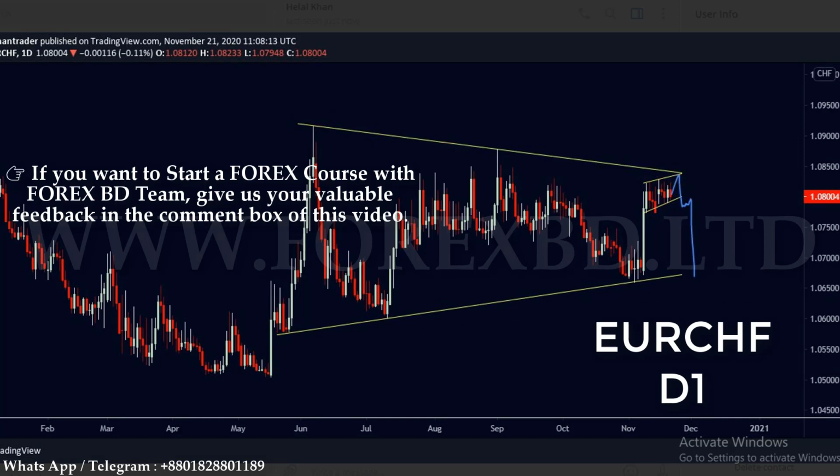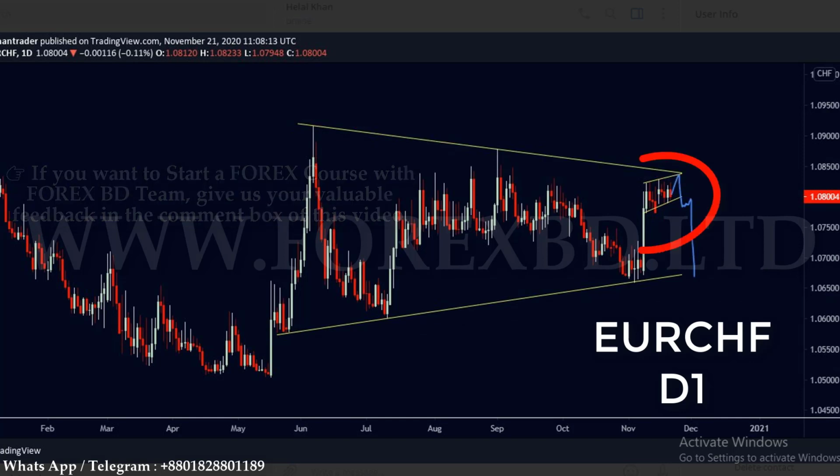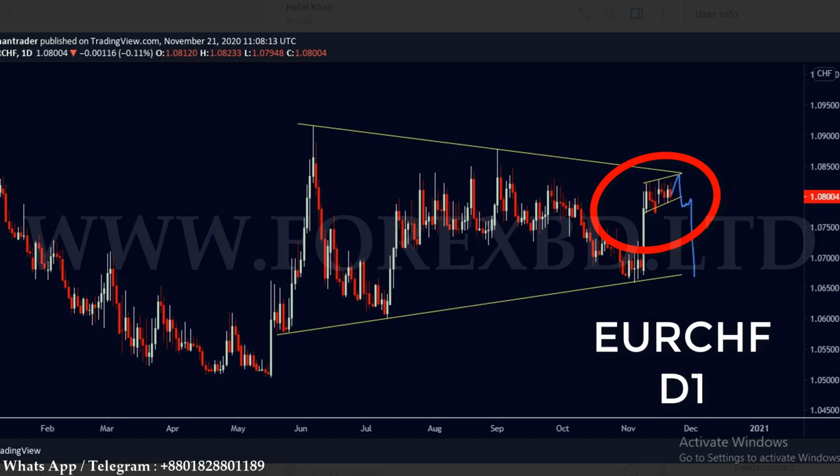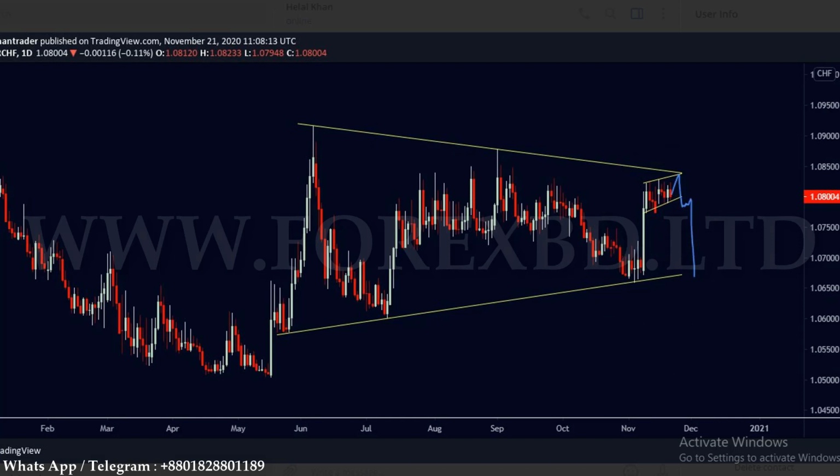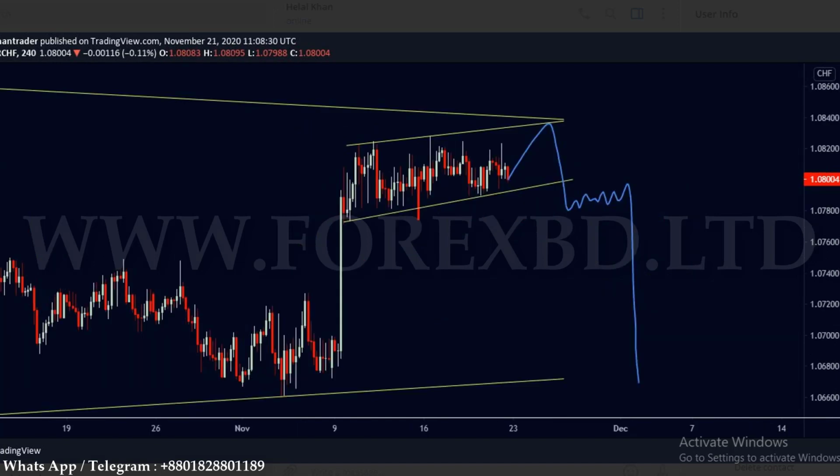Moreover, you can see that a small pattern has been created in the market. In this small pattern, we have drawn a trend line. The market has hit this trend line twice, and it's expected that the market will touch the trend line a third time and go down. Here you may not understand exactly, so I am taking you to the short time frame.